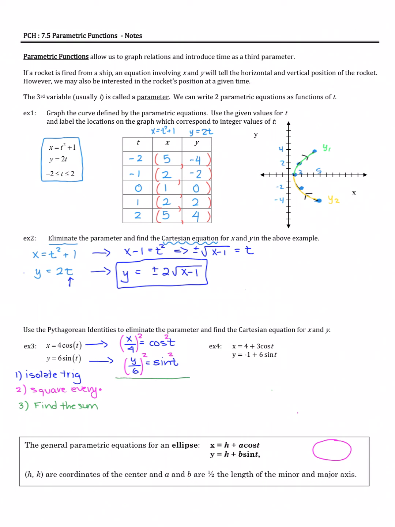So we're going to draw a line here, and I'm going to get (x over 4) squared plus (y over 6) squared equals cosine squared t plus sine squared t. Hopefully you recognize that this should equal 1, and voila, we have something that just has x and y in it when you make that substitution.